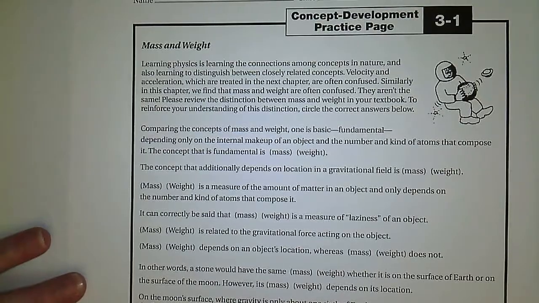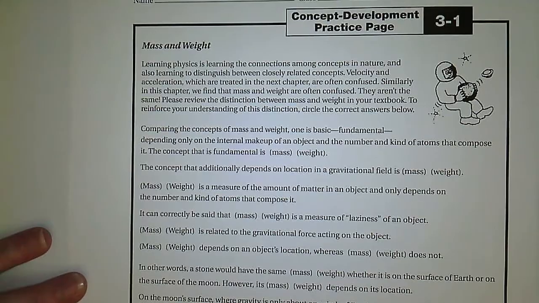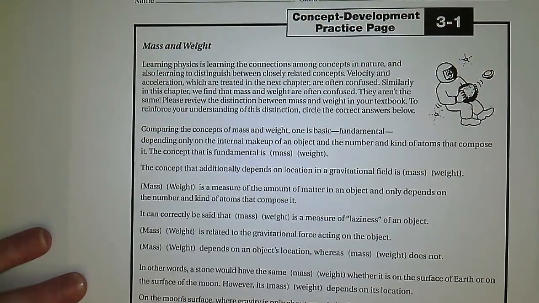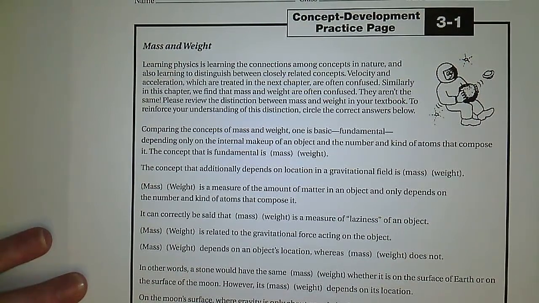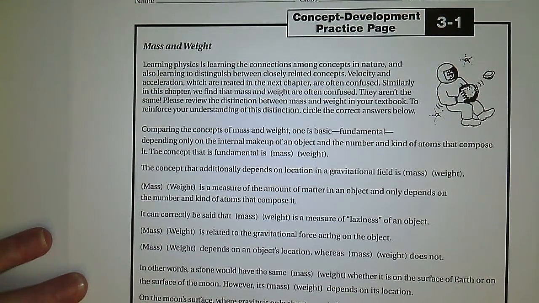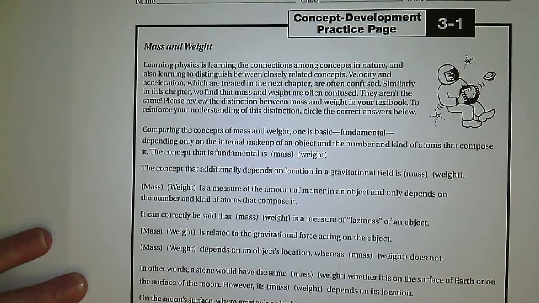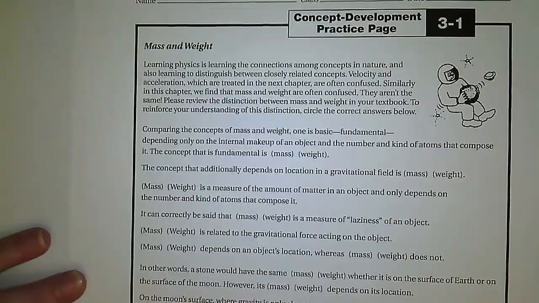Learning physics is learning the connections among concepts in nature and also learning to distinguish between closely related concepts. Velocity and acceleration, which are treated in the next chapter, are often confused. Similarly, in this chapter, we find that mass and weight are often confused. They aren't the same. Please review the distinction between mass and weight in your textbook. To reinforce your understanding of this distinction, circle the correct answers below.